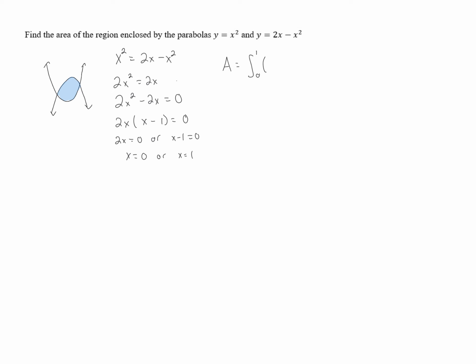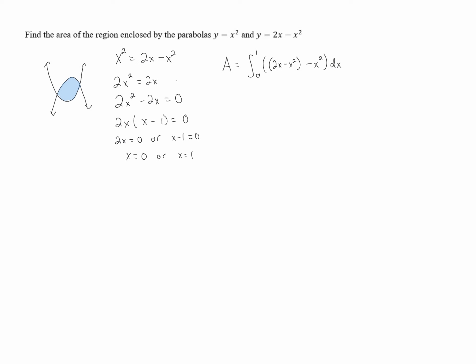And the thing that we need to integrate is the difference of the two functions, but we need to figure out which one is going to be the larger function and which one is going to be the smaller function. Now, in this particular example, because we know that our functions consist of an upward opening parabola and a downward opening parabola, it's going to have to look something like this, where the downward opening parabola is the upper function, and the upward opening parabola is the lower function. So in this case, the upper function is going to come from the downward opening parabola, which is going to be our 2x minus x squared. And then we're going to subtract the lower portion, which is the upward opening parabola, x squared. So it's going to look something like this.